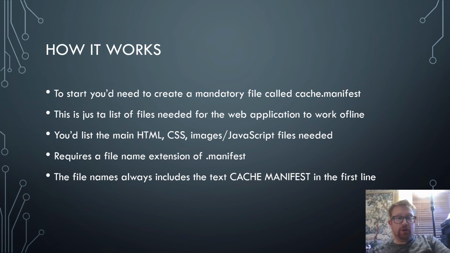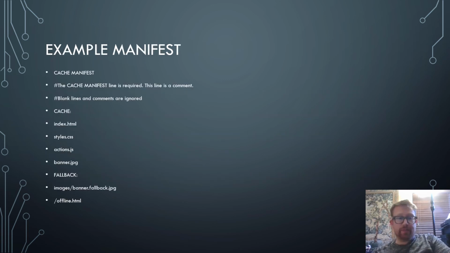The file always includes the text CACHE MANIFEST in the first line. This way you know what you're talking about and what you're going to be using. So in this example, it starts off with CACHE MANIFEST. This is required. It's a comment. We'll talk about that in a minute. And then it lists all of the pages in the cache and then the fallback. We're going to talk about that next.